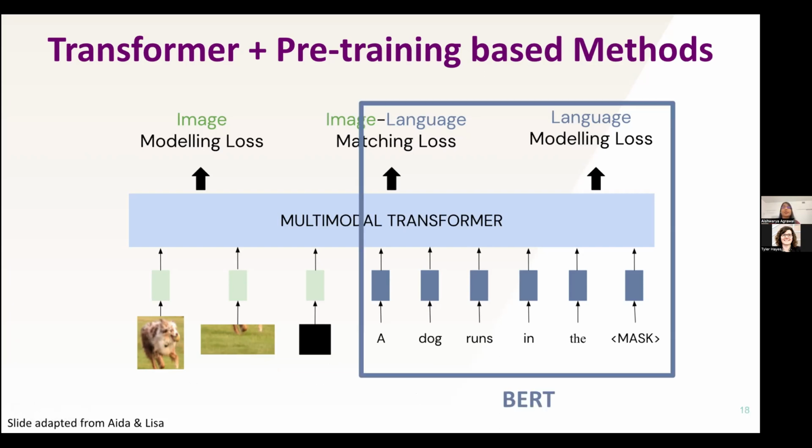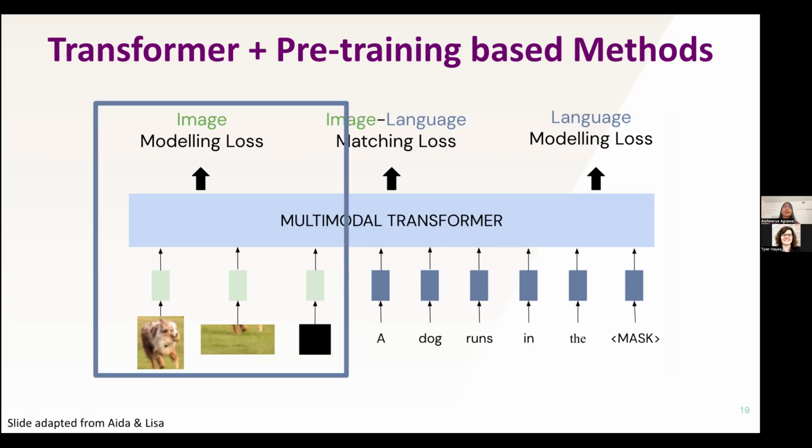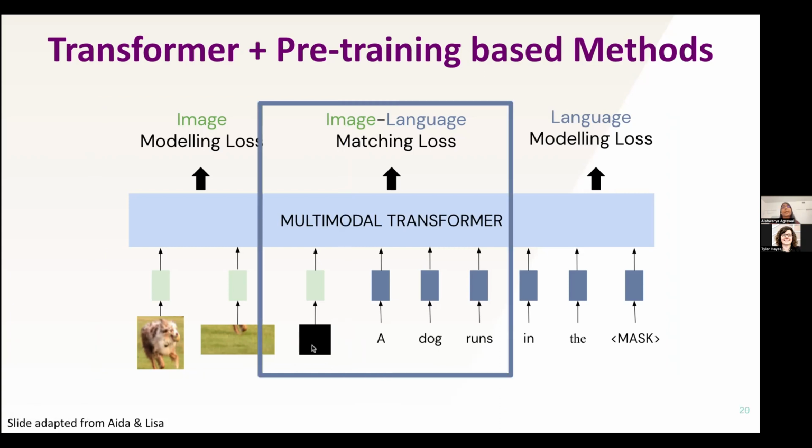And then we have different types of losses. We have masked language modeling loss, trying to predict the masked word in the caption. There is masked image modeling loss as well. Here we are not actually trying to predict the missing pixels, but rather doing feature regression, trying to regress to the features of the missing object. And there is cross-modal loss, which is typically matching loss.